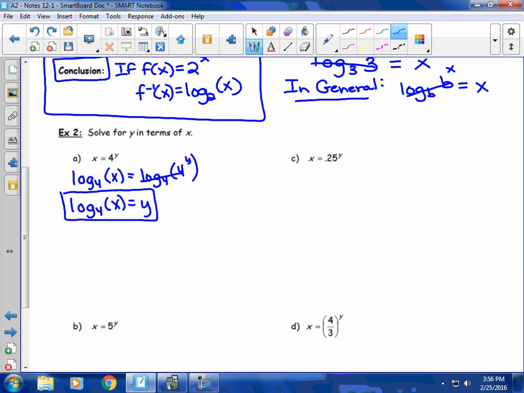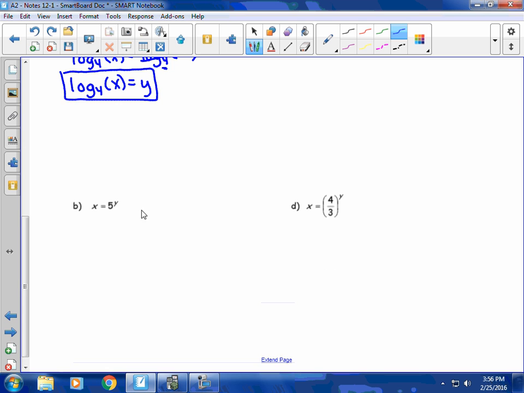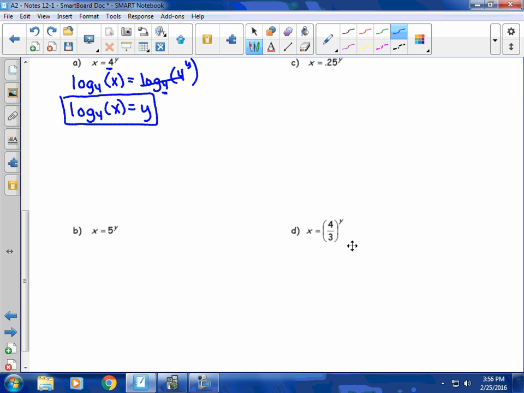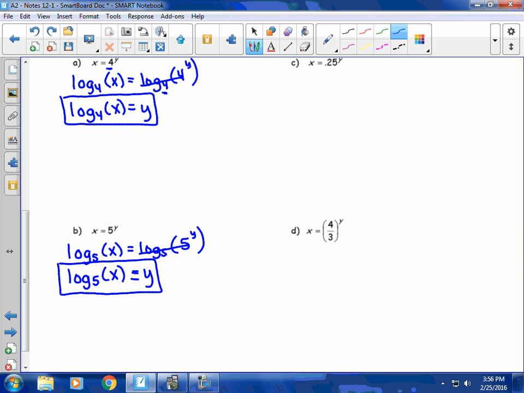So to get y out of the exponent, you take the log of both sides. We're always going to use the same base to get rid of that exponent. Okay, let's go down to B. X equals 5 to the y. What would I do to both sides? Take log base 5. So log base 5 of x equals log base 5 of 5 to the y. The log base 5 and the 5 cancel, leaving me with log base 5 of x equals y. That's my answer.